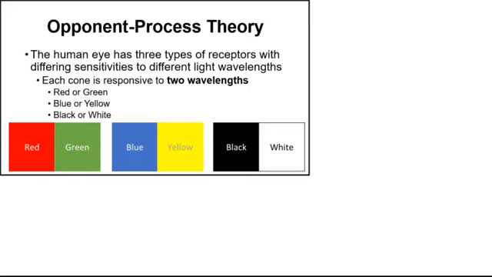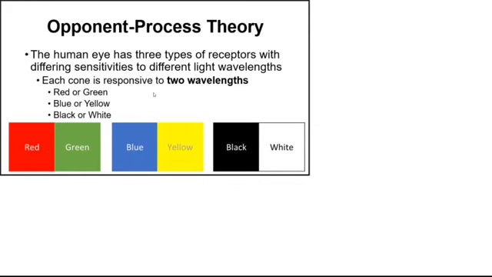Here, instead of having one that responds to red, and one that responds to green, and one that responds to blue, now we have those three different kinds of cones, but they respond to pairs of wavelengths. So we're saying we have one type of cone that will fire in one particular way if it's exposed to red, and another particular way if it's exposed to green.